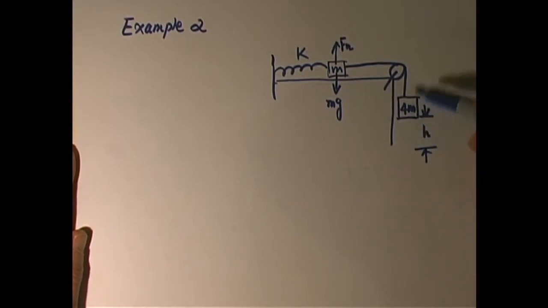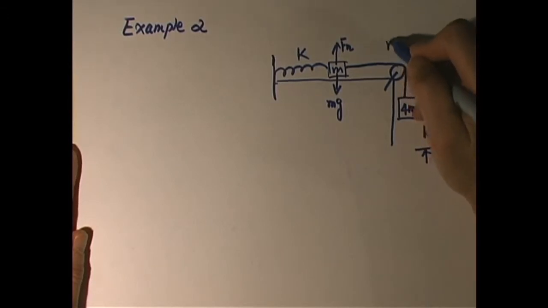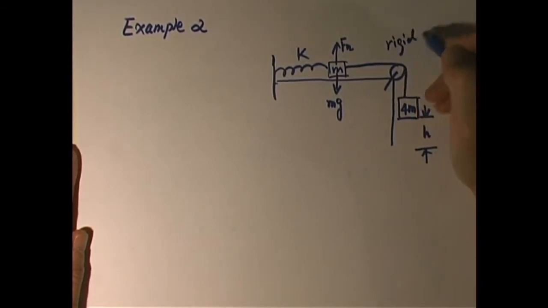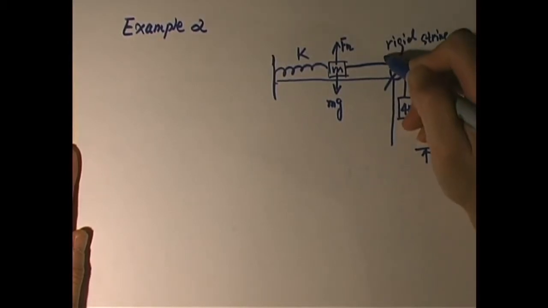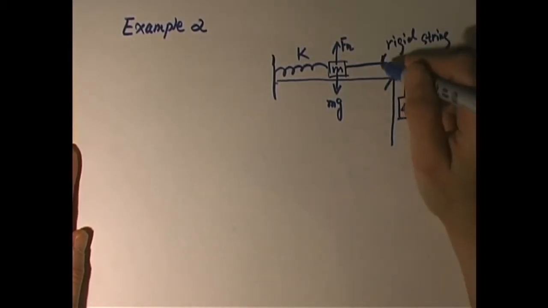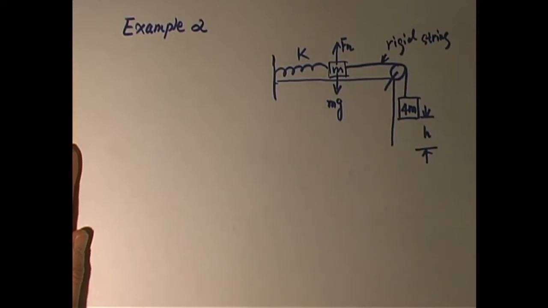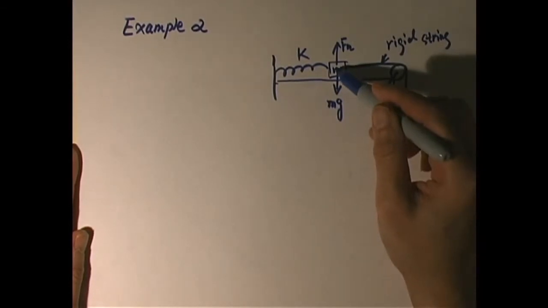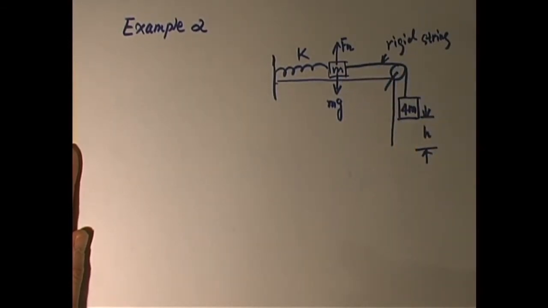How much will this one fall and how much will this one go to the right, because we have a rigid string right here. So that means the distance between M and 4M is fixed. So however much 4M drops down, that is how much M has to move to the right.